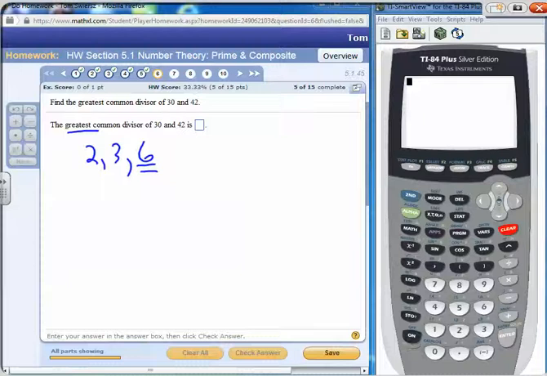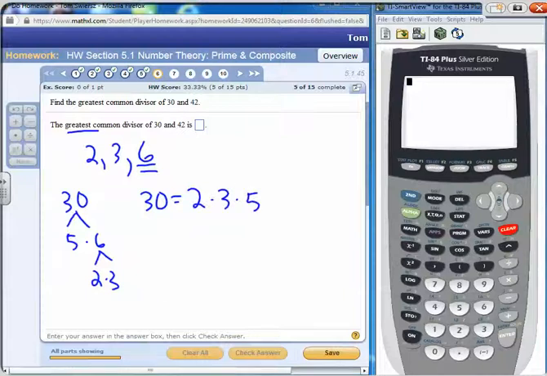Now, you can do this. You don't have to do trial and error. You can guess, and you can definitely get the answer by first doing the prime factorization. So the prime factorization of 30 is 5 times 6, and 6 is 2 times 3. So if we break it down, we get 30 is 2 times 3 times 5.